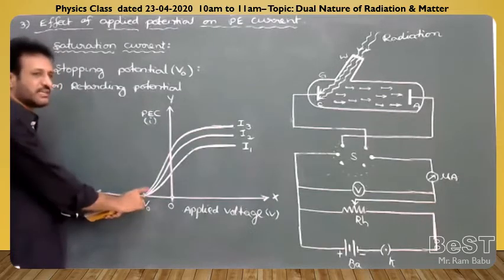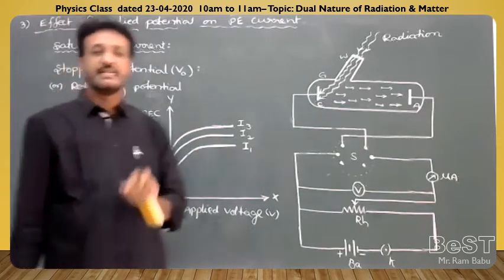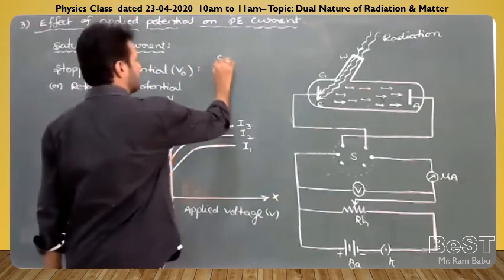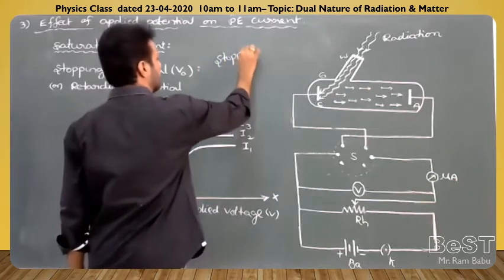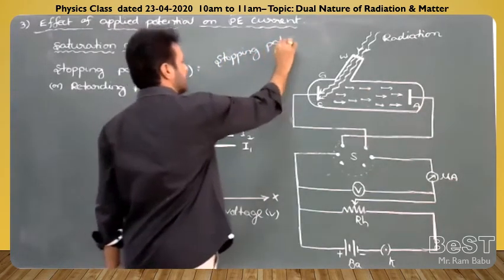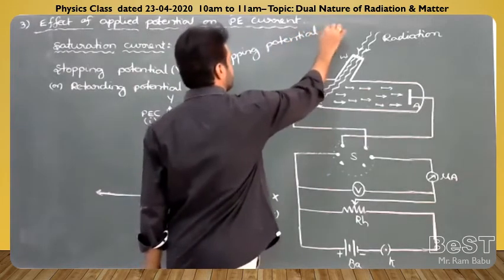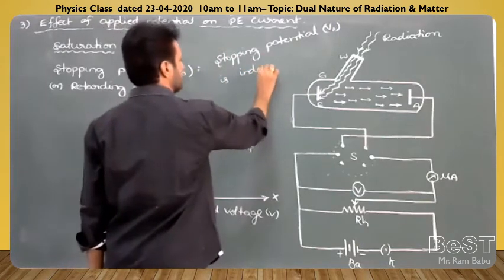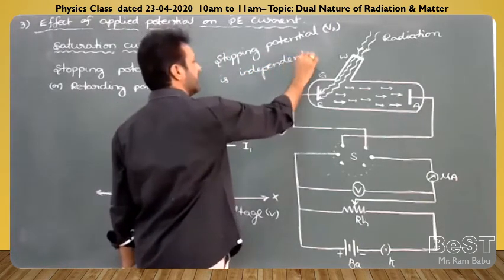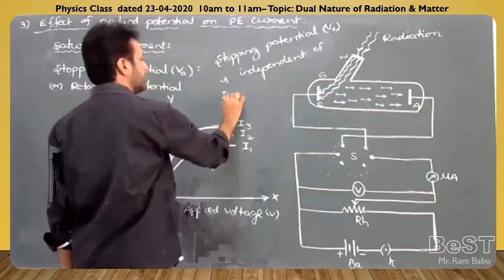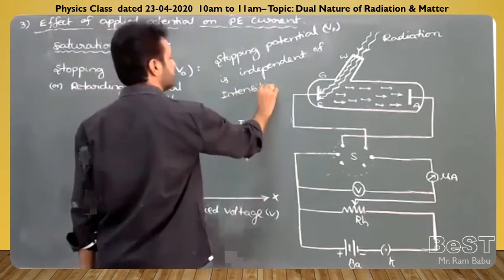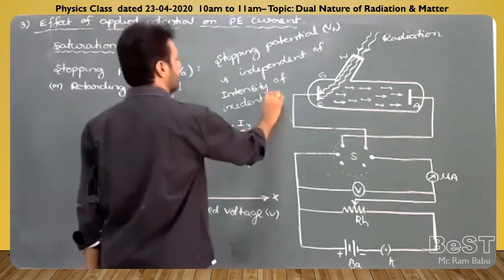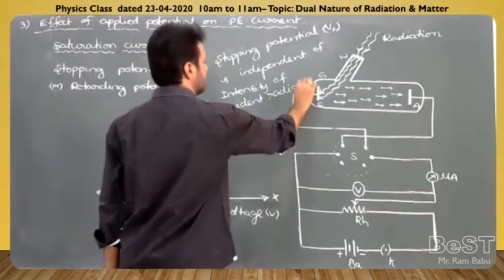So from this we can conclude that stopping potential is independent of the intensity of the radiation. So we can write that point: stopping potential or retarding potential is independent of the intensity of incident radiation. It does not depend upon the intensity of the radiation.